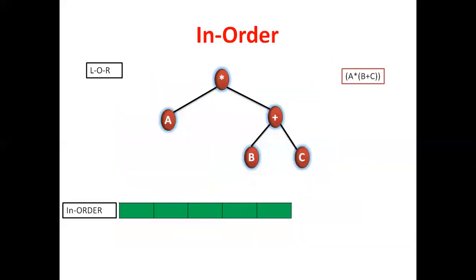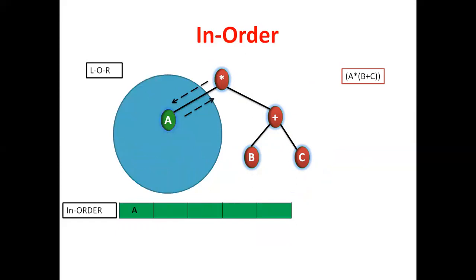So this is one more example, that is A into B plus C. According to the LRO formula, start from the root node. Is there any left for star? Yes, A is there. Is there any left for A? No. Visit that A. Come back. Left subtree completed. Now right. Before going to right, according to the formula, after visiting the left part, visit the root node. What is the root node? Star is the root node.